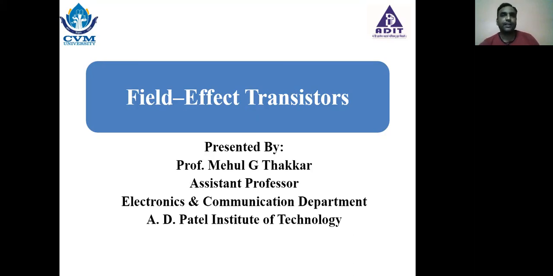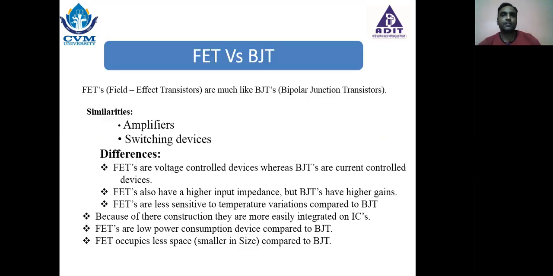So a field effect transistor is called unipolar, while the bipolar junction transistor, as the name itself suggests, is bipolar. So FET is unipolar while BJT is bipolar. Let's first discuss the similarities and the differences between the field effect transistor and the BJT. So what are the similarities?